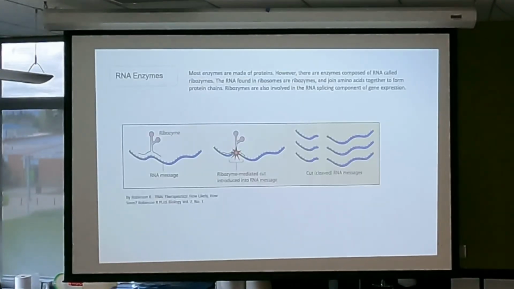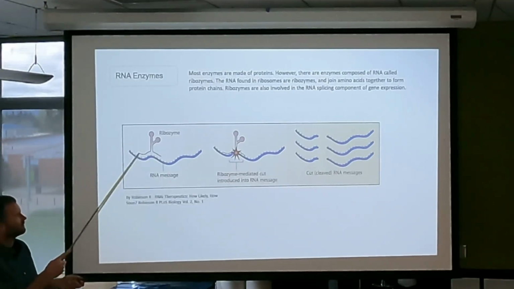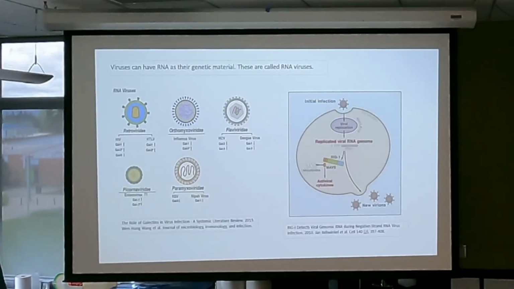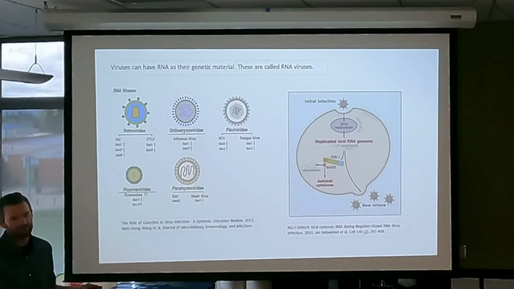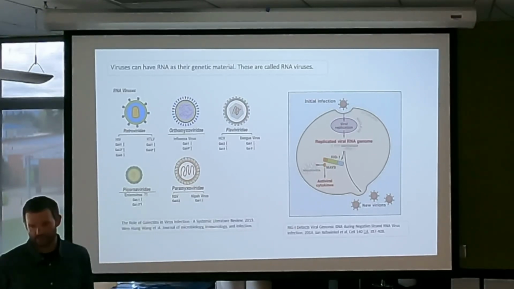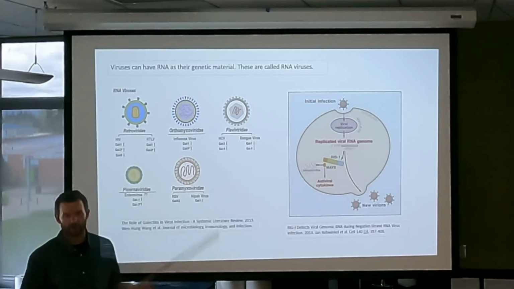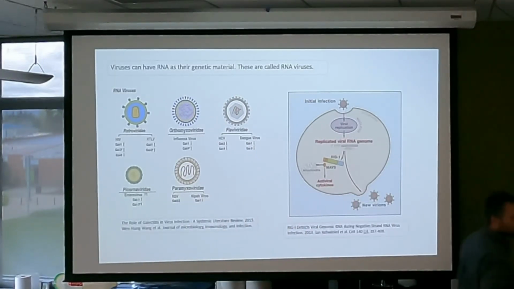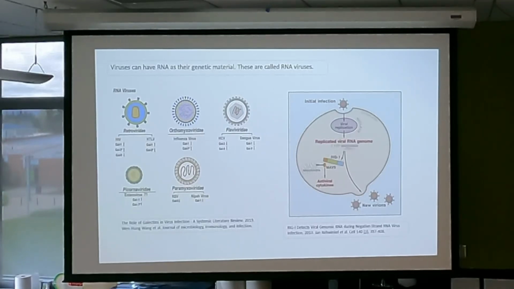So those are some examples of RNA in the body. There are also enzymes in the body that are made of RNA. And there are viruses that can have their genetic material as RNA, and those are called RNA viruses. So it seems like the resounding answer today is bent and hydrogen bonding.